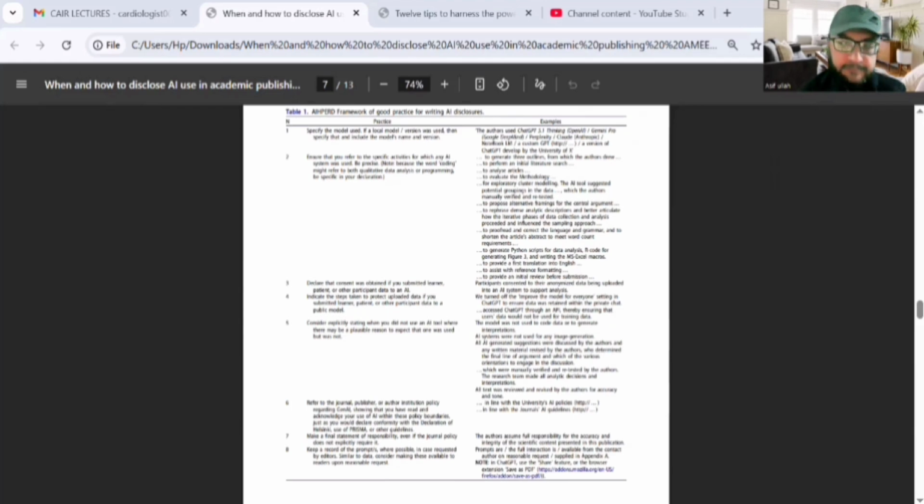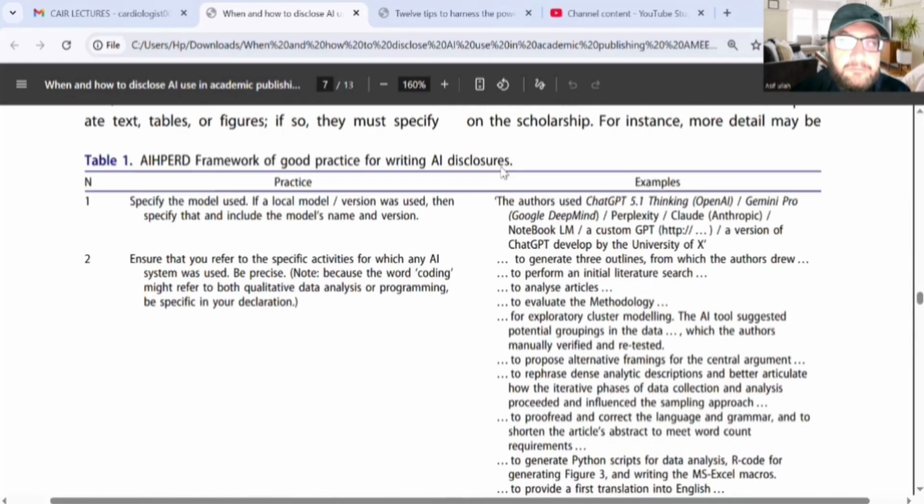To structure this, the guide initially references the Weaver Artificial Intelligence Disclosure Framework, known as the AIM framework, which breaks disclosure down into the who, what, why, and how much of AI involvement. But the authors of this specific source document go further.